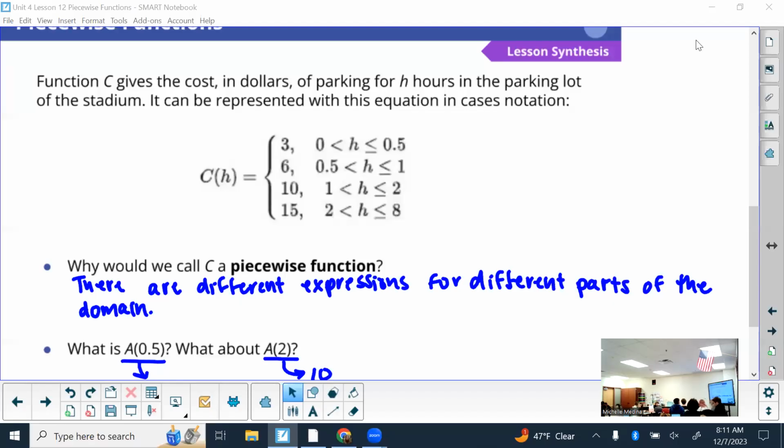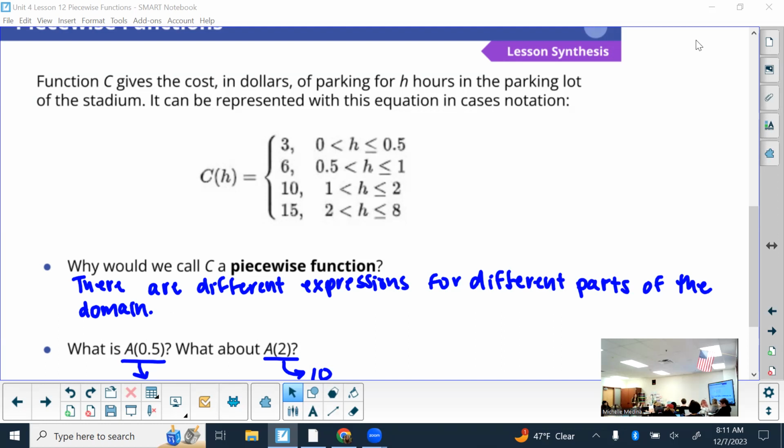I did say I'm not forcing you to do the problem that's on your notes, but I said I'd project it because it is good practice. So here would be the solutions to it. So when you look at functions like C, you might be asked, why is it a piecewise function? You could use the definition I told you earlier, or you can put it in your own words, but basically there are different expressions for different parts of the domain. Okay, so there you go.